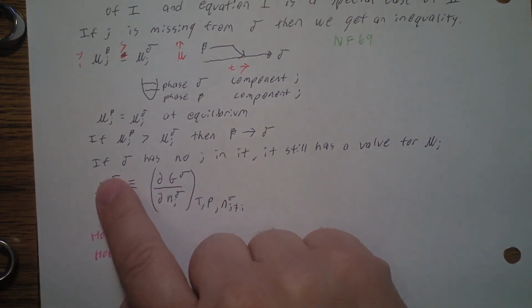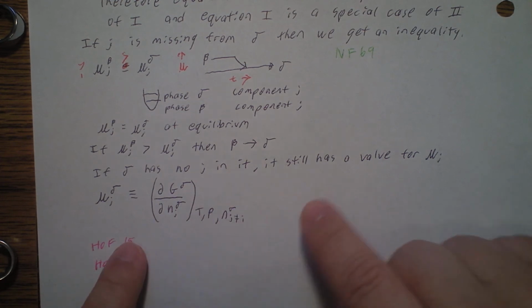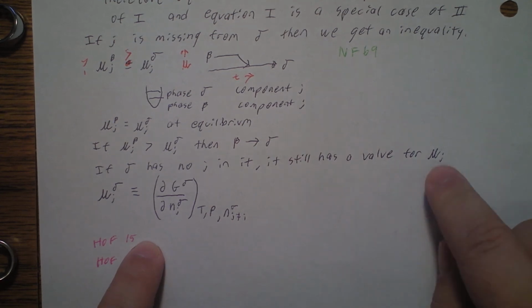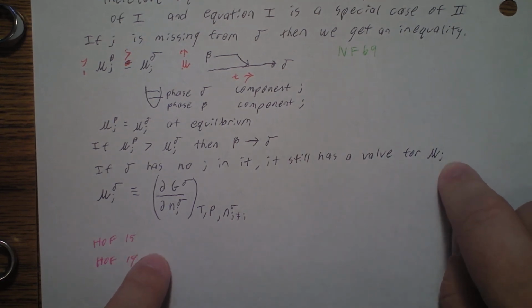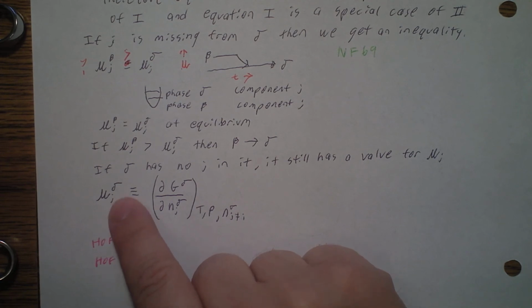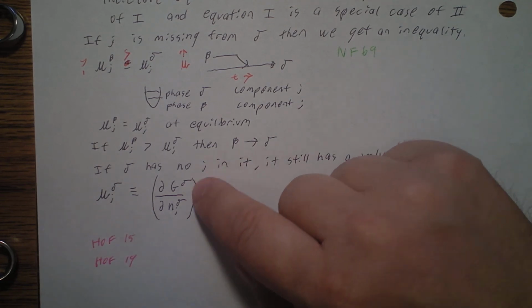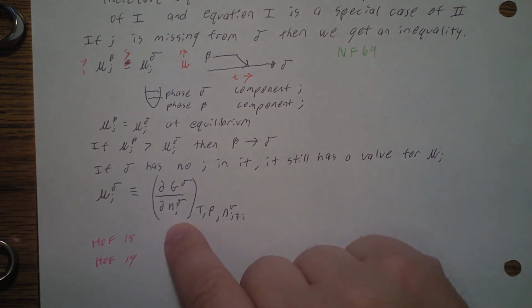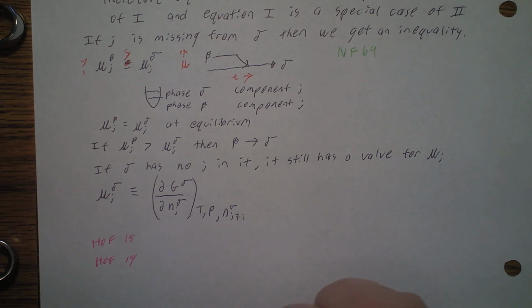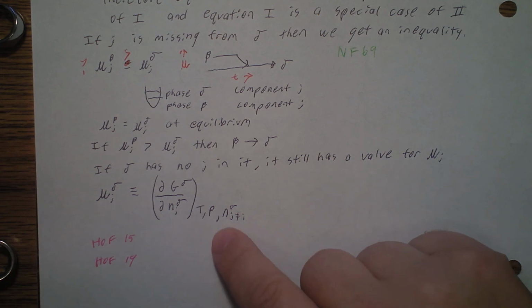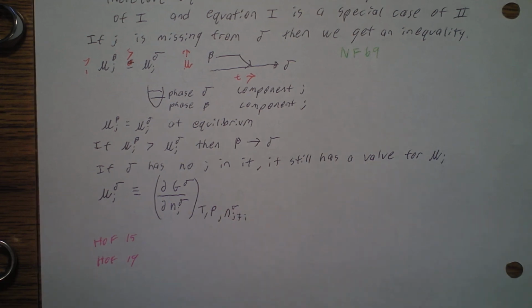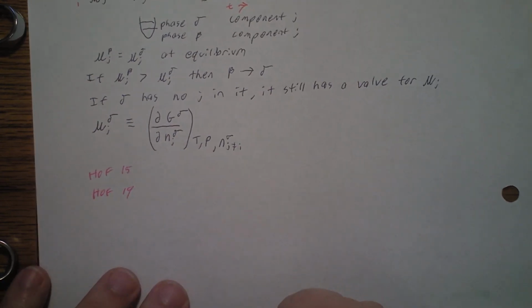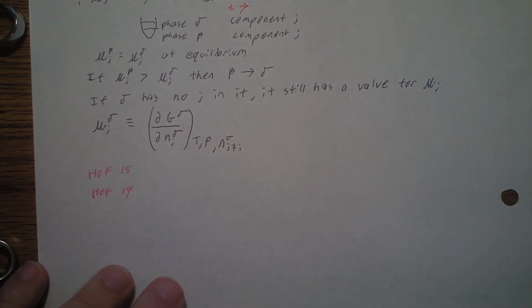Okay, if phase delta has no substance J in it, it'll still have a value for the chemical potential of J though. So our chemical potential of J in phase delta, remember, it was defined as the derivative of the Gibbs free energy in phase delta with respect to the number of moles of substance J in phase delta, holding temperature, pressure, and all the other substances in the same phase constant. See handouts 15 and 19. That is the end of chapter 4.